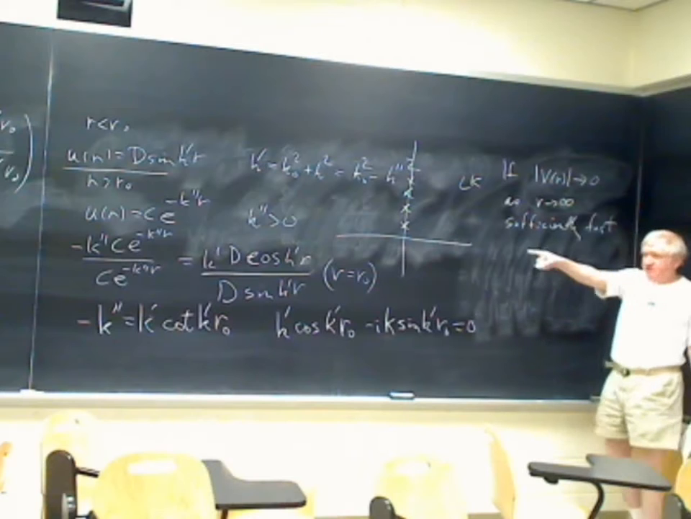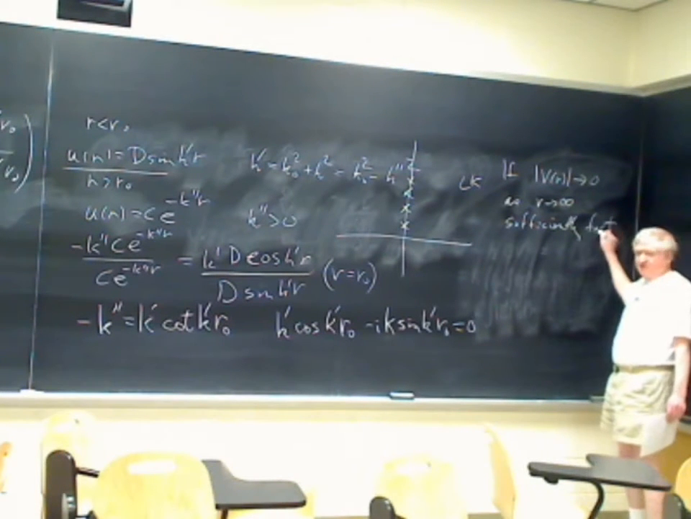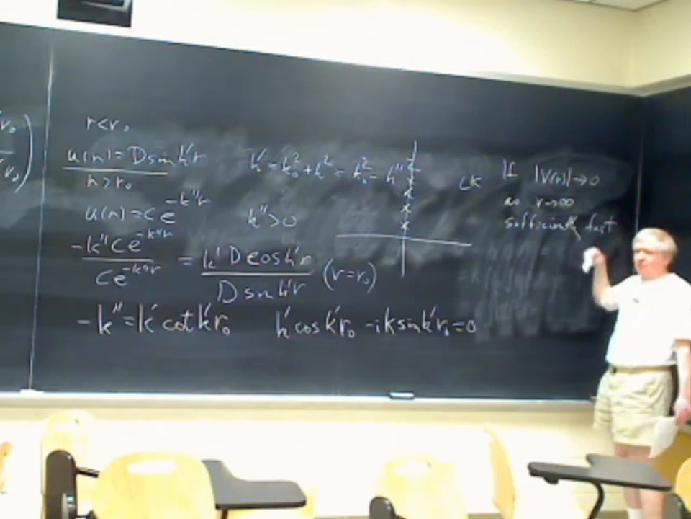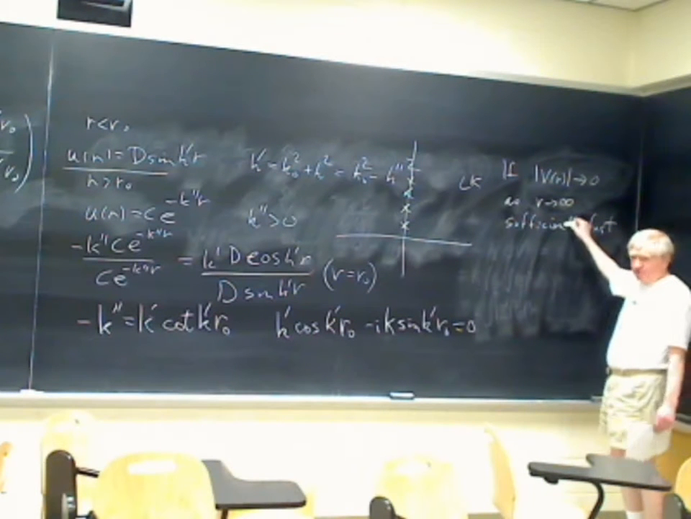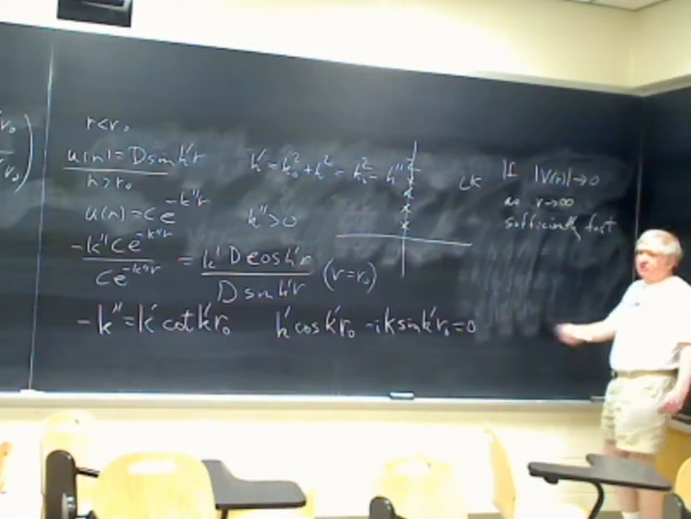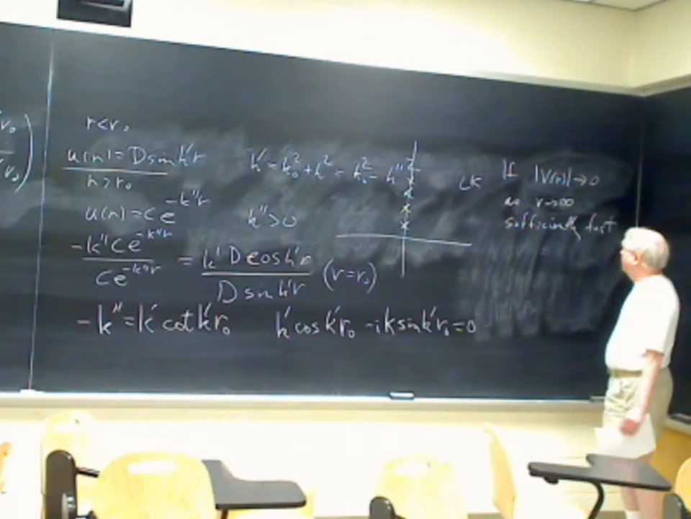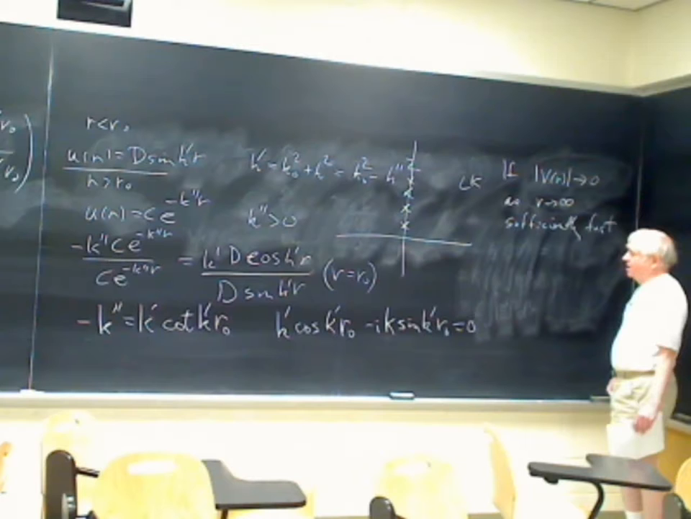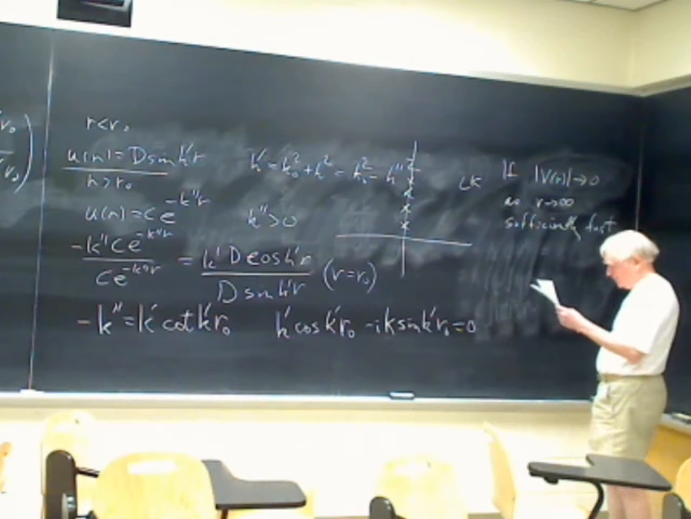You don't need something that's a square well. But it may be possible to prove this if it goes faster than 1 over r to the 5th or something. I don't know what it is. But anyway, it's for short-range potentials. And of course, in nuclear physics, all potentials are short-range. It's very probably not true for a Coulomb, but it might be.